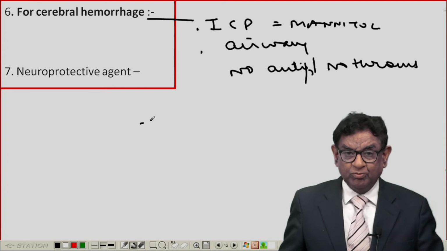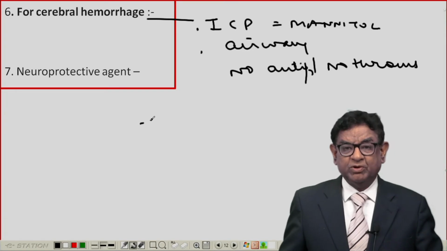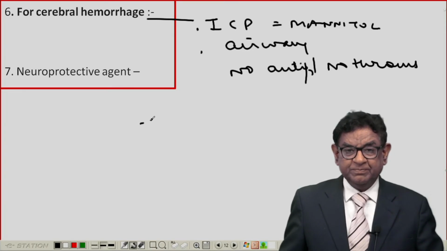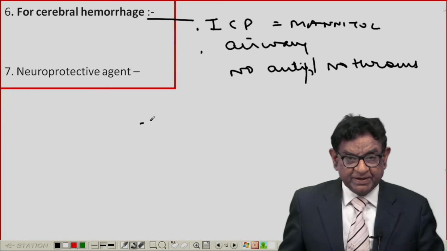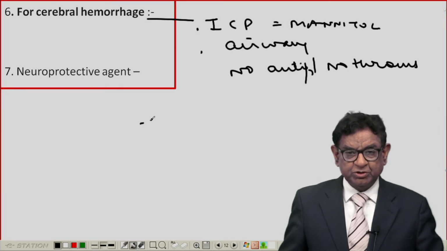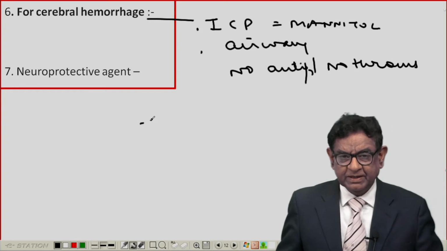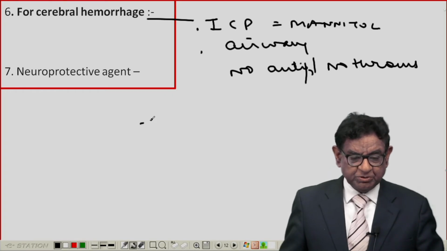You avoid low molecular weight heparin here also because it can add to the problem. And statin, if lipid is high, give statin, sugar should be controlled, and all other medical management should be done.